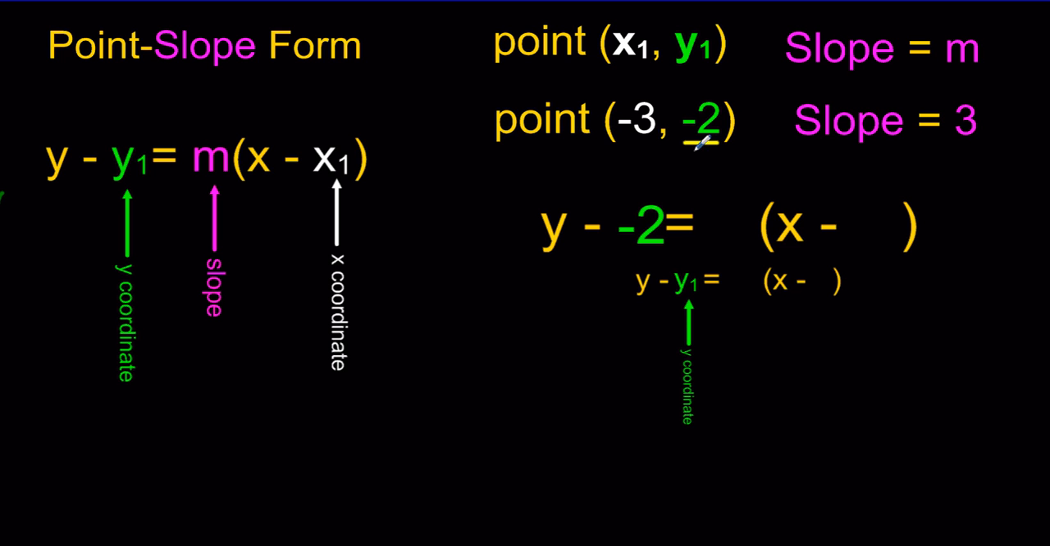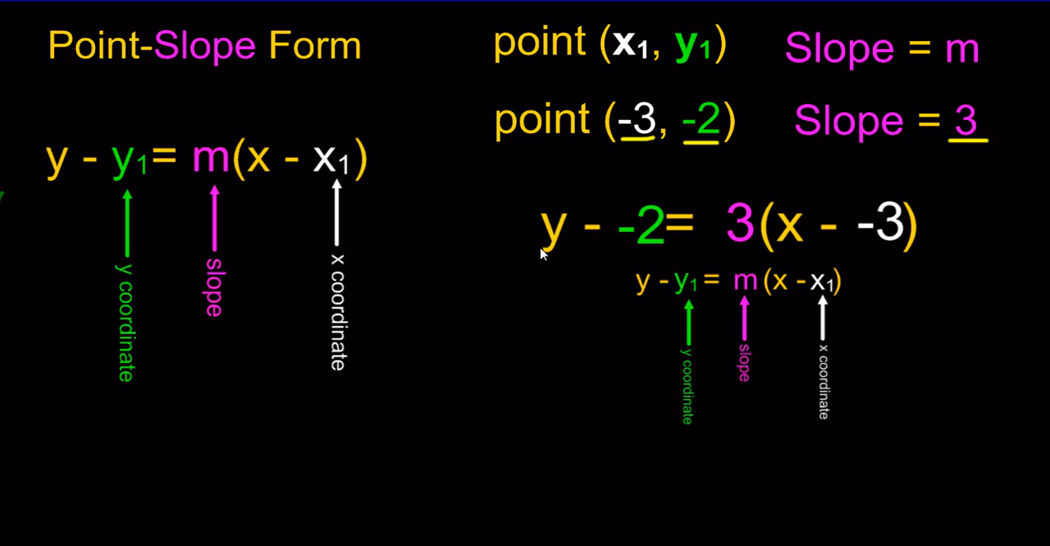Next, we need to find our slope. The slope is 3. So we're going to go ahead and plug in the slope value of 3. And finally, we have a look at the x1, and the x1 is -3. So we plug that in.